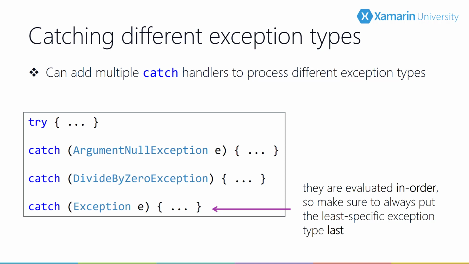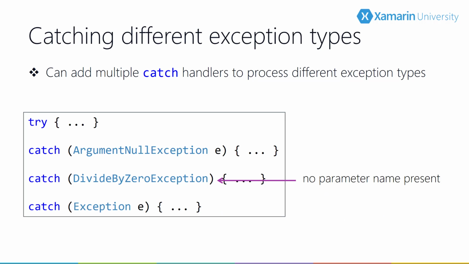So if you want to make sure all exceptions are caught, you can add a catch handler for the base exception type, as you can see here on the last line. That means that if any exception is thrown, it will be caught in that, because every exception derives from the base class exception.